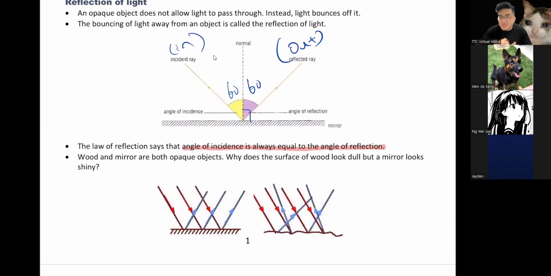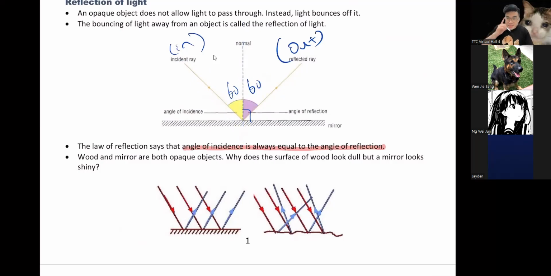If 40 incidence means 40 reflected, 45, 45, 60, 60. So always the same. This is what we call the law of reflection. Can you see now why I need to draw this normal line? Okay, so if I draw one normal line here, if you can find this angle here, then you will know this angle here. All right.